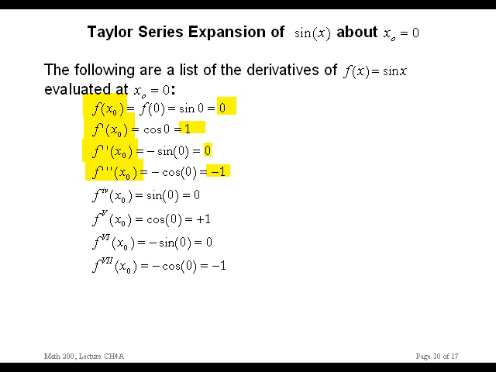This has a pattern, as you can see. The fourth derivative, you get sine back, so you get a 0. The fifth derivative, you get cosine again, now you get a plus 1. So I'm going to substitute those in: this will be my a0, this is my a1, this is my a2, this is my a3, this is my a4, this is my a5, this is my a6.